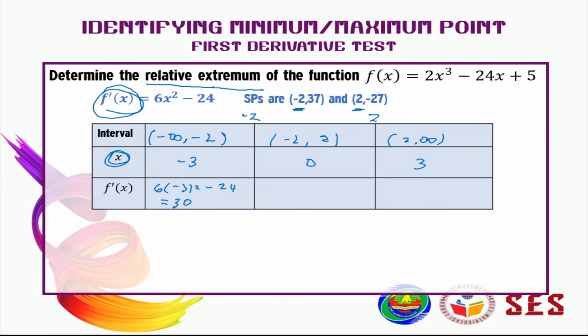Okay, so 30 is a positive number, hence I'm going to write f prime of x over here as positive. Then for 0, when you press your calculator, you will have -24, which is a negative number, so it is going to be negative. And for the last one, 3, you will have 30 for your f prime of x. So 30 is a positive number, hence I'm going to put positive over here.